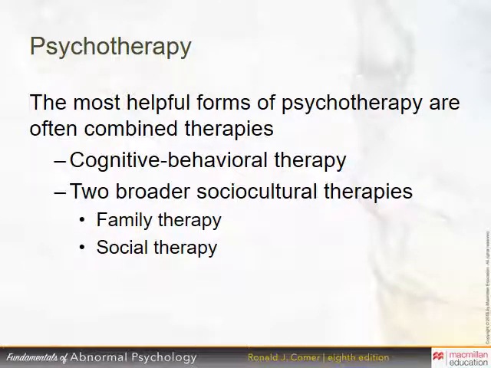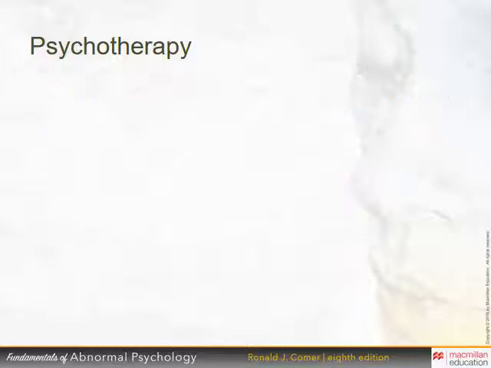So for psychotherapy, it's very tricky to use psychotherapy for schizophrenia unless there is stable drug treatment in place. The most helpful forms of psychotherapy are often combined therapies then. So there's cognitive behavioral therapy, and then two broader social-cultural therapies, which are family therapy and social therapy.